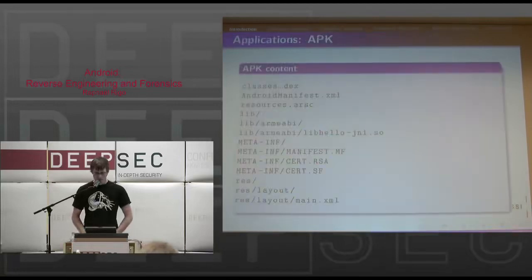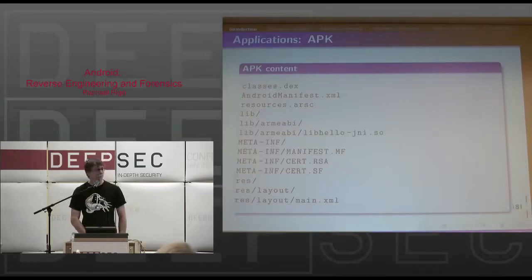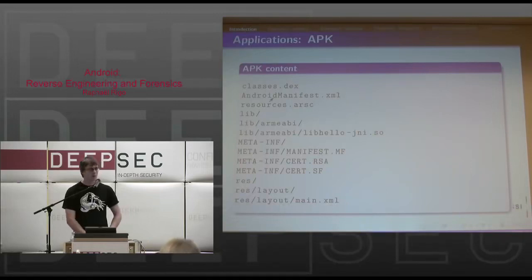Then a few words about APK, the packages for applications. I'll just say a few words because I'm going to use the terms afterward. The first thing you can see is classes.dex, which contains the main code that runs on the virtual machine. Then you get the manifest, which contains a few metadata, but it's not really interesting. Then the resources, the native libraries you can run, the certificate which signs the application, and the graphical layout.